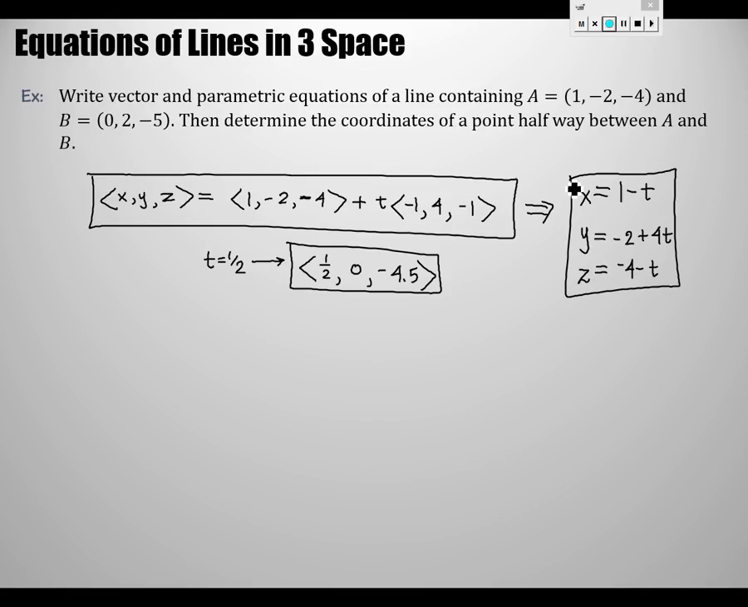Does it make a difference which you use for the position vector? It doesn't. No. So actually, we get the same line if we use this here instead. It's just, where would you be when t is 0?